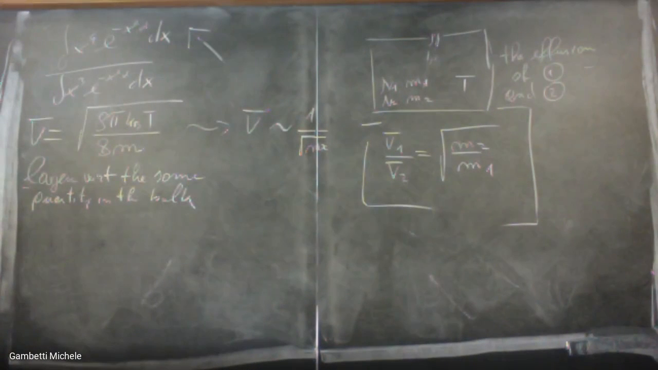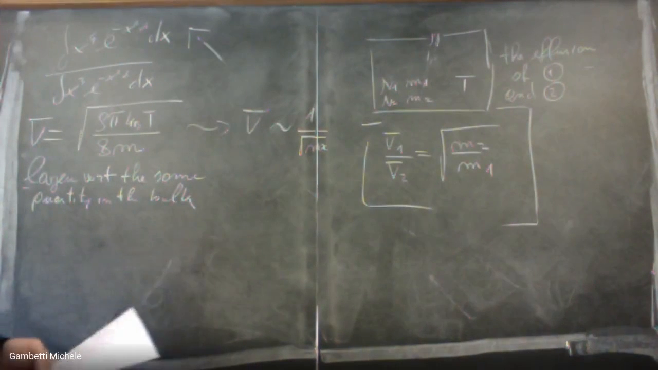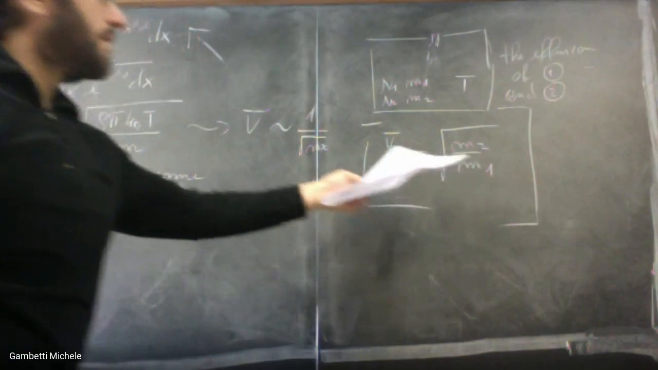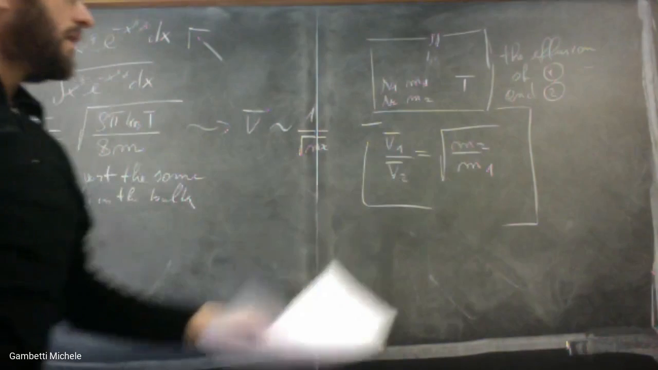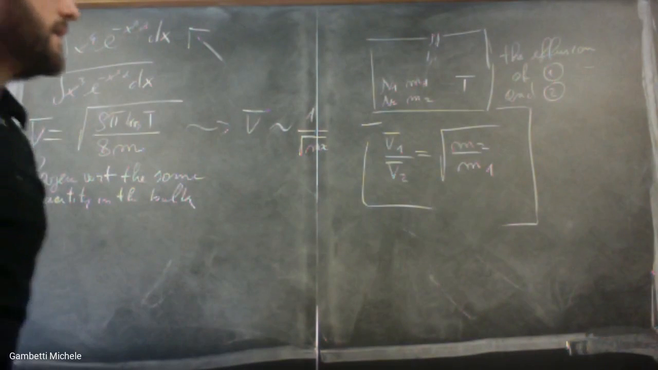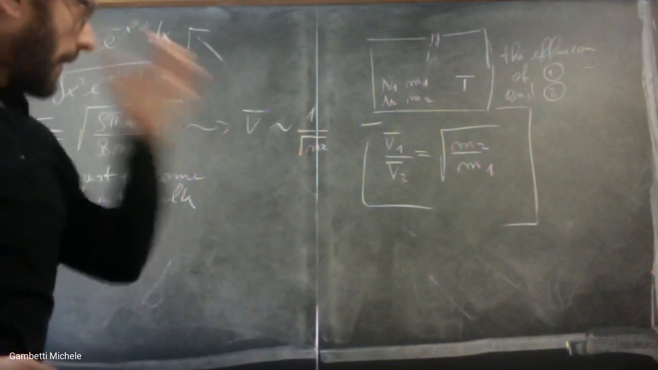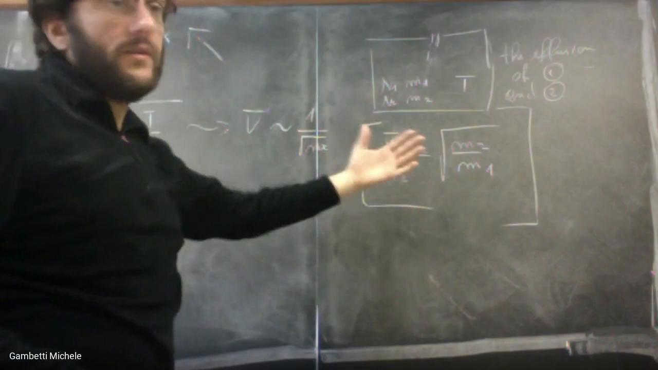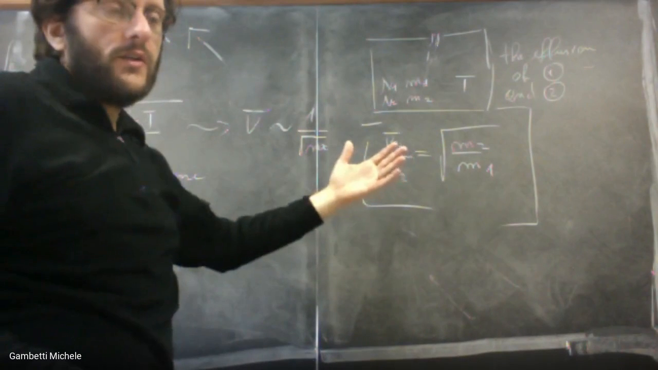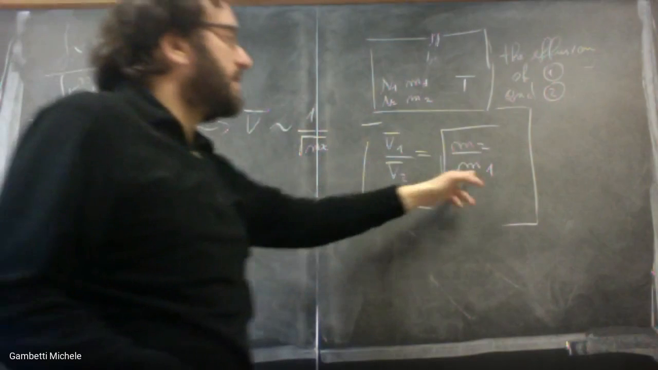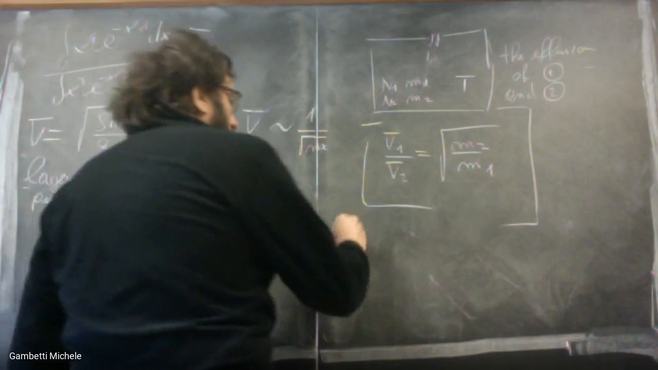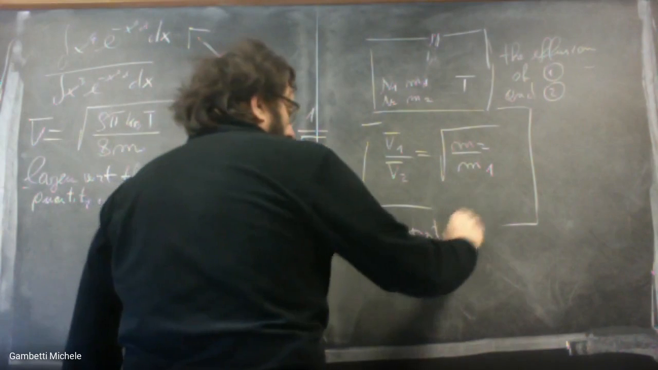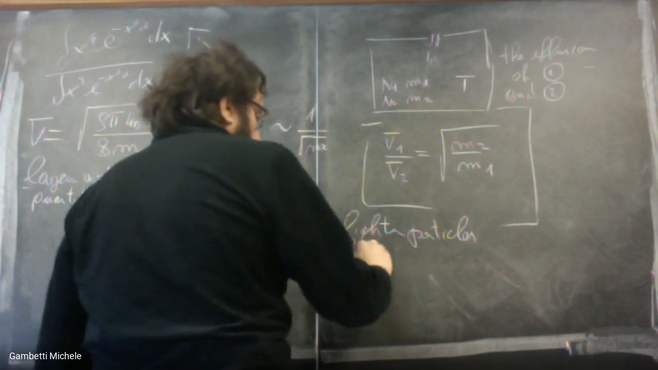Okay? Which basically is saying that the smaller the mass, the larger the average velocity, and is also saying that if I look at the stream of these particles, the flux, the larger flux is the one of the lighter particles. Okay, so lighter particles will have a larger flux.